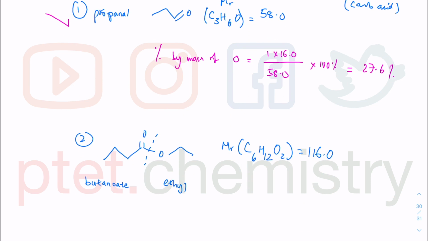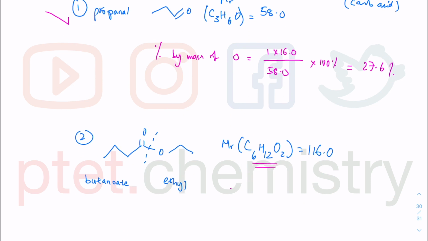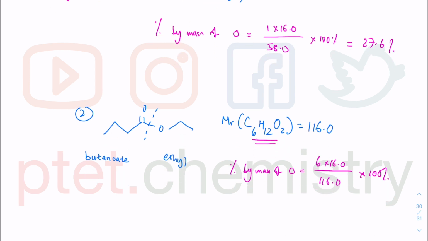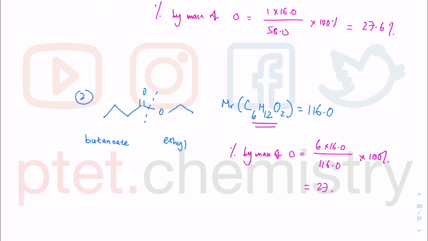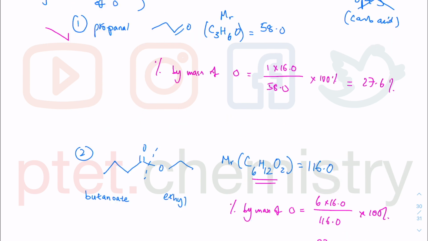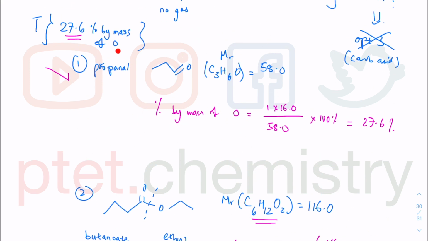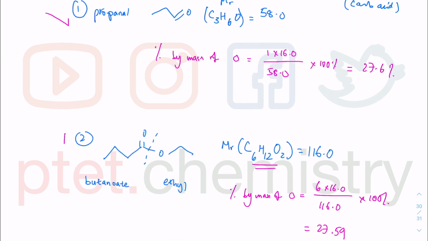How about the other one? So the molecular formula is different, but if I look at the percentage by mass of oxygen, I have 6 oxygens, so 6 times 16.0 divided by 116.0 times 100%. Put it into your calculator, and I get 27.59%, and that rounds up to 27.6% again. So that is 27.6% by mass of oxygen, as shown to be the percentage by mass of oxygen for compound T. So that makes sense there.